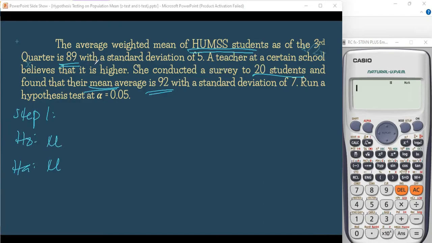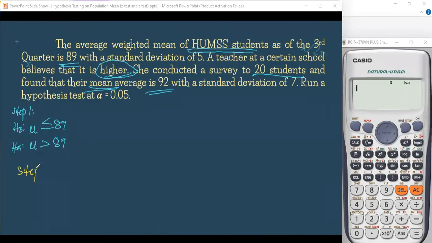Ngayon po, titignan po natin kung may mga words po tayo na magsasabi sa atin ng greater than or less than po ba kay 89. So I want to call your attention to the word higher here. So ibig sabihin po, when it is higher, ang una po natin pwedeng magawa is the alternative hypothesis. So greater than 89, and ano po ang kabaliktaran ng greater than? Less than or equal to 89.